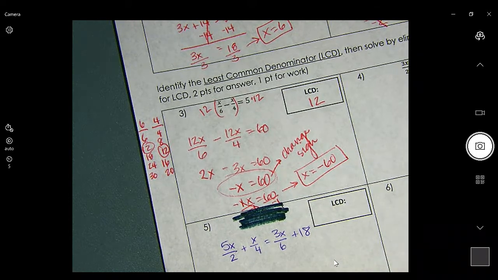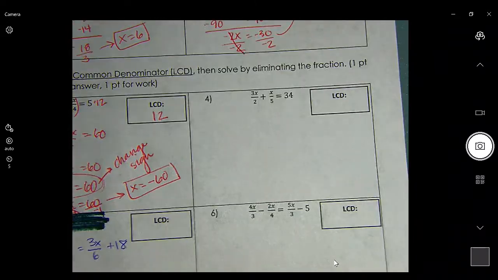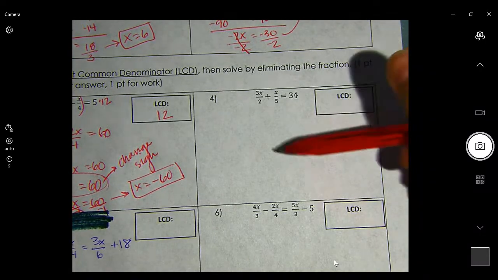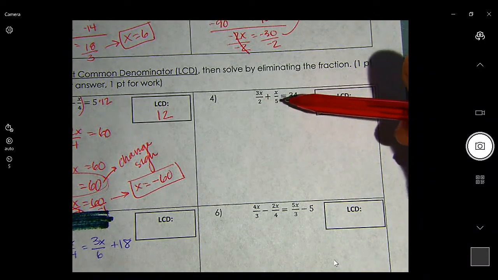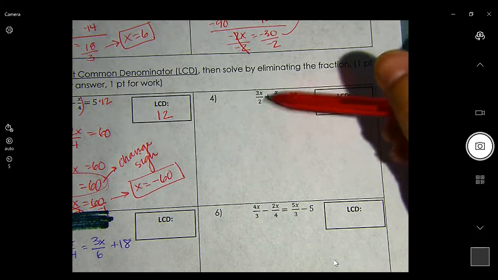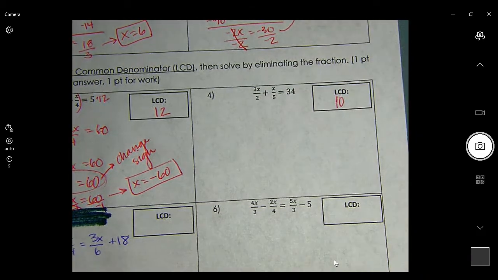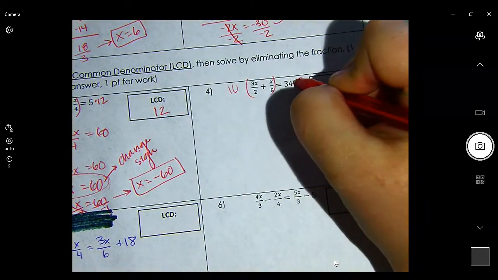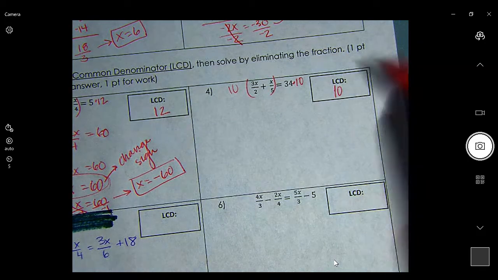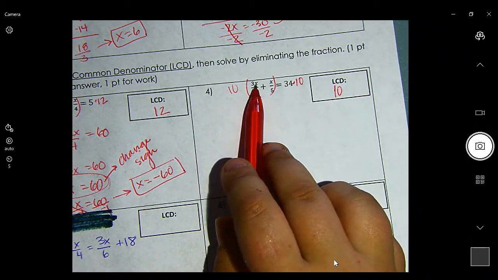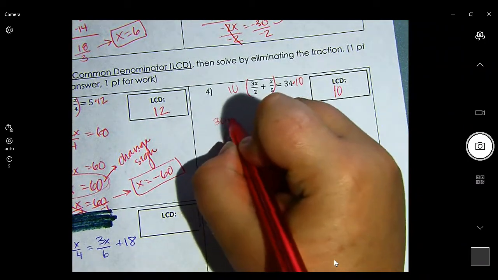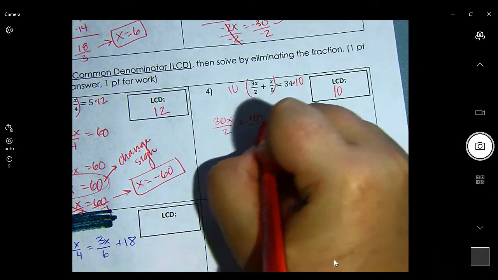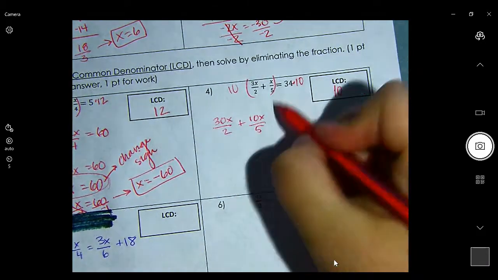All right, moving on to number 4. So now I have 2 and 5. So again, if I counted out my multiples, 2, 4, 6, 8, 10, 5, 10. So the lowest number that they both share is 10. Okay, so I'm going to multiply everything times 10. So here I have 10 times 3, which is 30. So I have 30x over 2 plus 10 times x gives me 10x over 5. Just keeping those for right now.